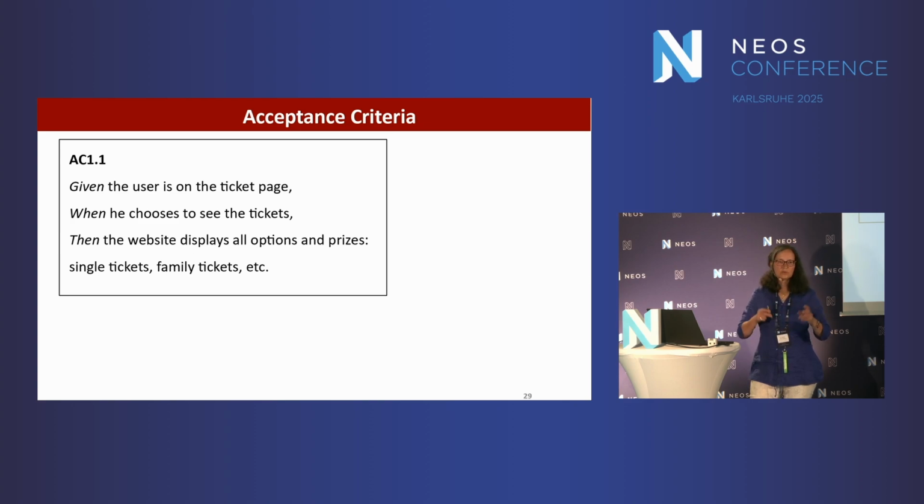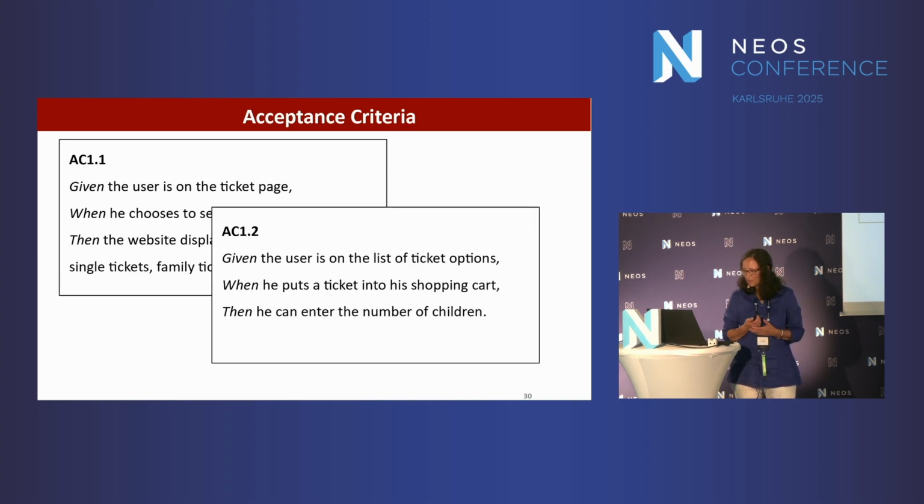Here also we have one-to-N relationships. So for each usage scenario, you need different test cases, so different acceptance criteria. Sometimes they are on a very detailed level, like this one here. When you are on this side and you want to do whatever, then you get this. So you break up the usage scenario in single steps. And then he is on the list of ticket options.